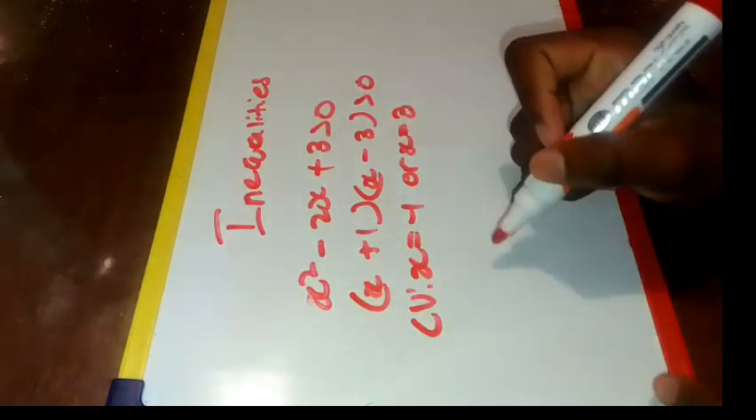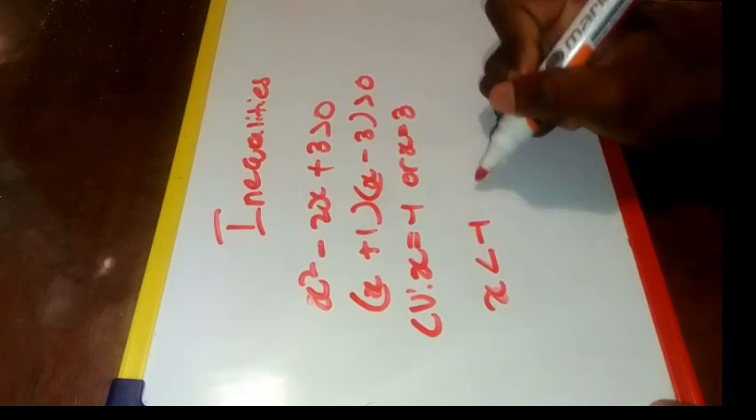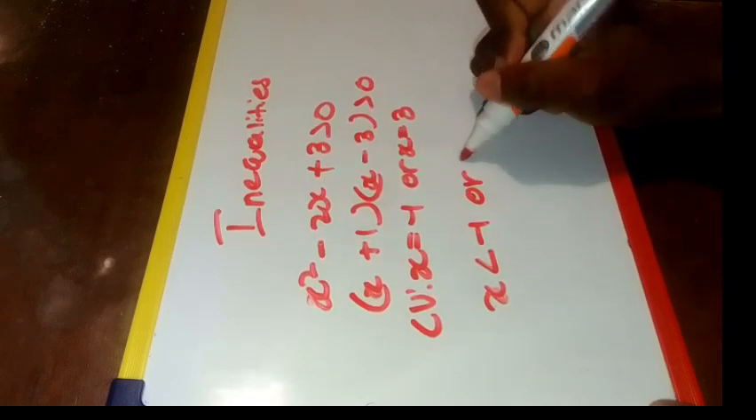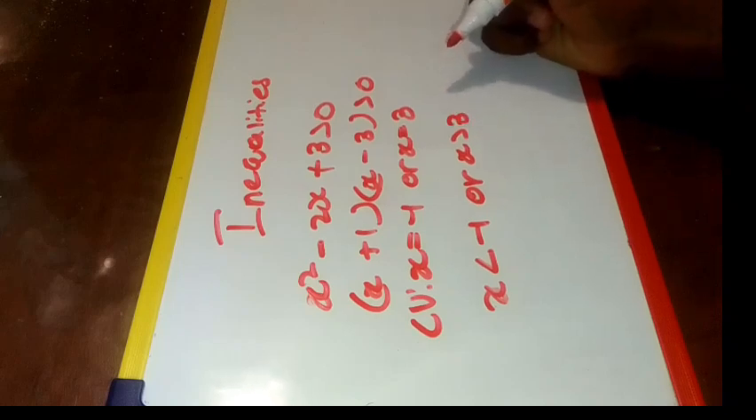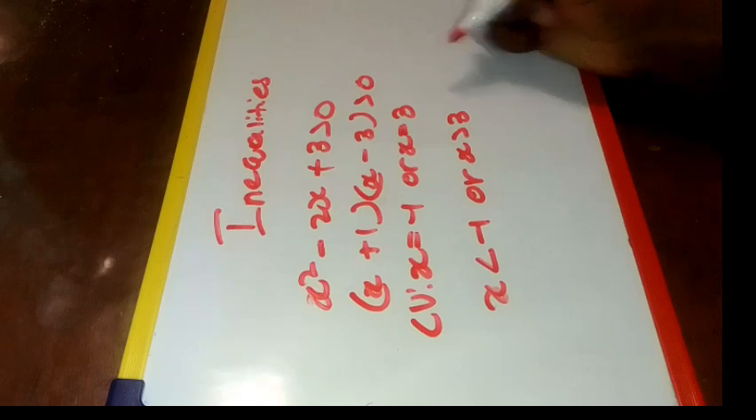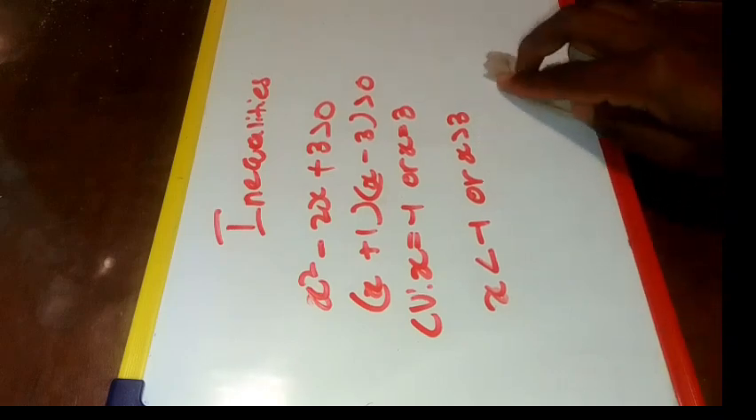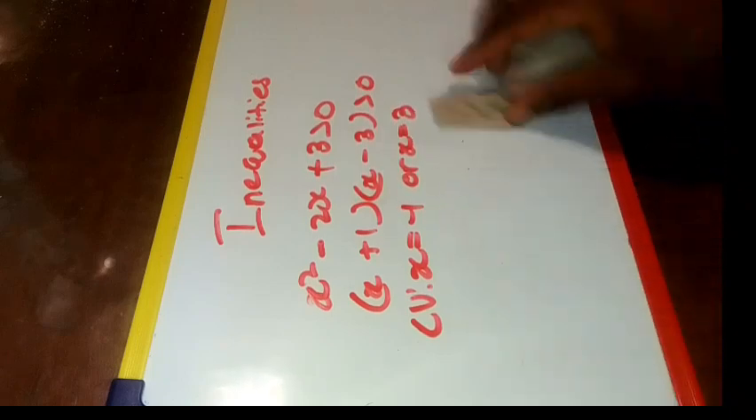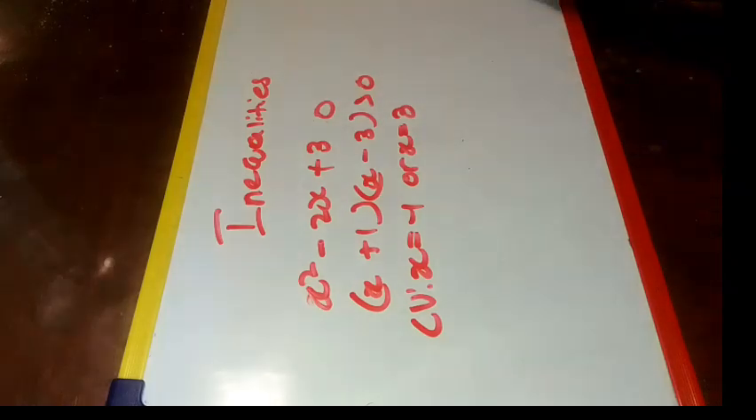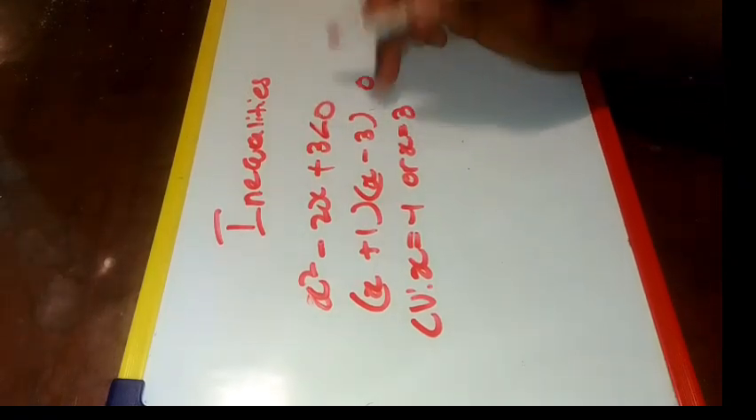It's greater than, so it's going to be what? X less than -1 or x greater than 3. So let's say it was less than, not greater than. If it was like that, we're going to wipe this. Everything else remains the same.